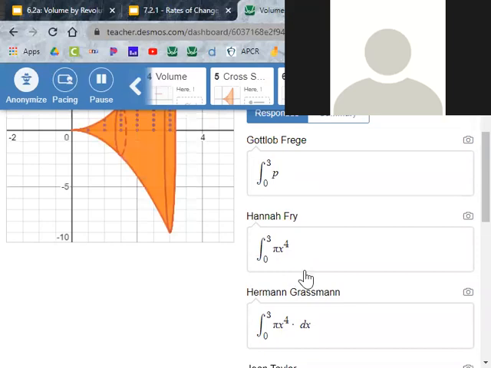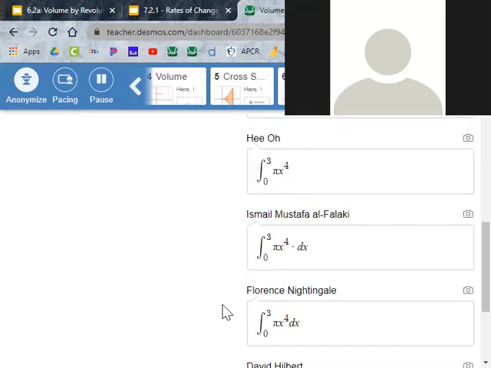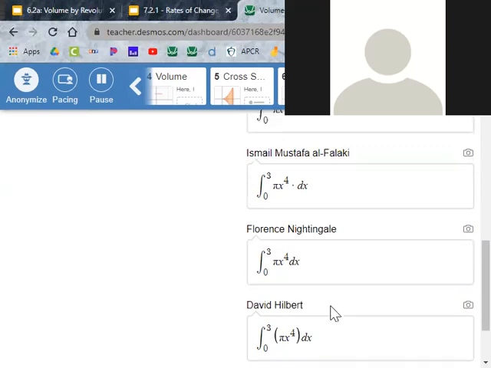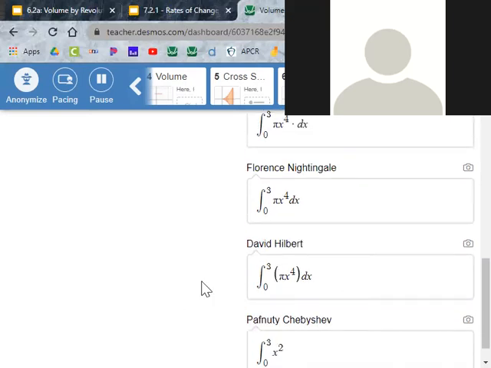Hannah Fry base almost has it. They just have to have the dx there. Gottlieb Frege just needs the dx. He O needs the dx at the end. Ismail Mustafa El Falaki just got it there. Florence Nightingale's got it. David Hilbert's got it.